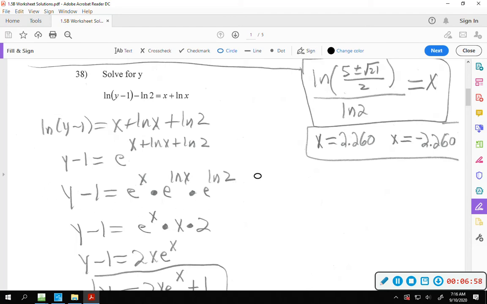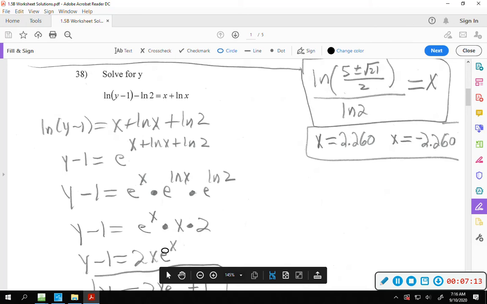This step is required for me on your tests and quizzes whenever we're undoing e and natural log. It must be written as factors. A lot of students want to go right to this. If you do it on the AP test, you're probably not going to lose points for doing that. But for me right now, I want to see this.